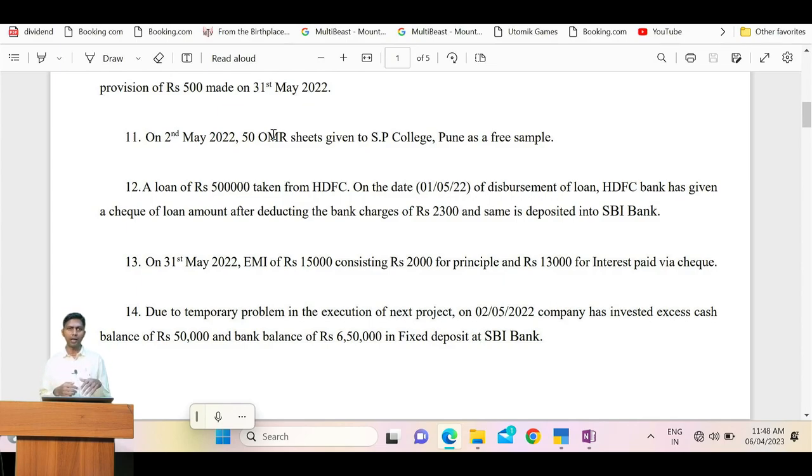Under what? Under purchase or sales, correct? Or you can give debit or credit to purchase or sales, understood? If you give goods as a free sample, that means whatever you have purchased or there in the stock, you are giving that. That means the same purchase, whatever you have purchased, you are giving that. Therefore, you can give effect to the purchase account.